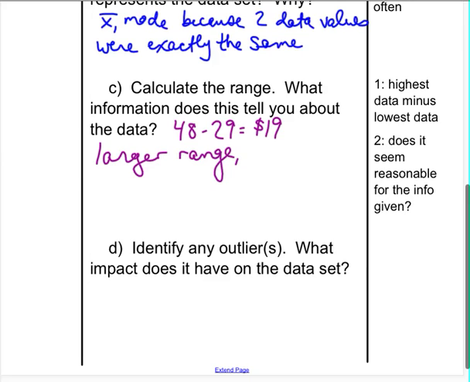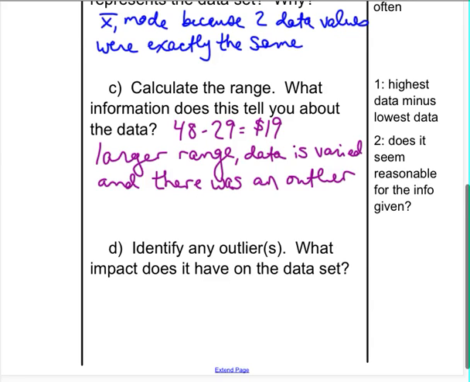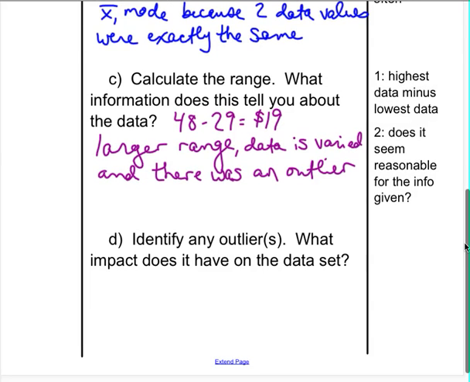It tells us, looking at the data, we know there was one data value that was different. So it tells us that the data is spread out. I'm going to use the word varied. The data is varied. And we also know there was one outlier. So again, that outlier will affect the range because the outlier will always be the largest or the smallest data value in the set, and those are the two that you use to calculate the range. So when you get a large range, it could tell you you have an outlier.